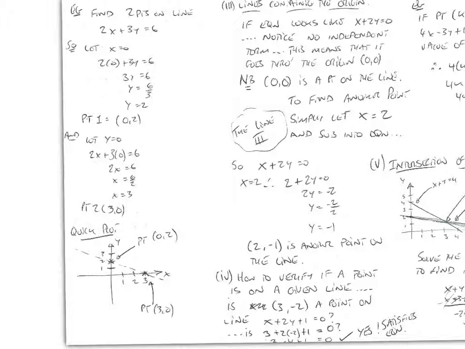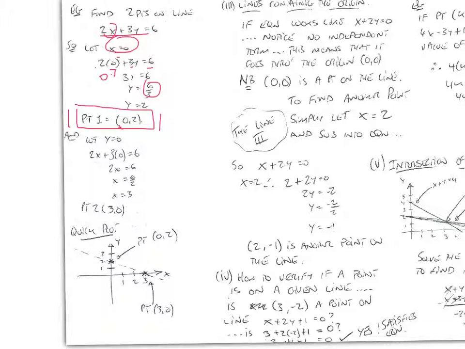So for example, find 2 points on the line 2x plus 3y equals 6. Simply let x equal 0, plug that into your equation. So instead of 2x, you've 2 by 0 plus 3y equals 6. So 2 by 0 is 0, plus 3y equals 6. So y must be equal to 6 over 3. y equals 2. The first point is (0, 2). Your x was 0 from the beginning, and its corresponding y value is 2.